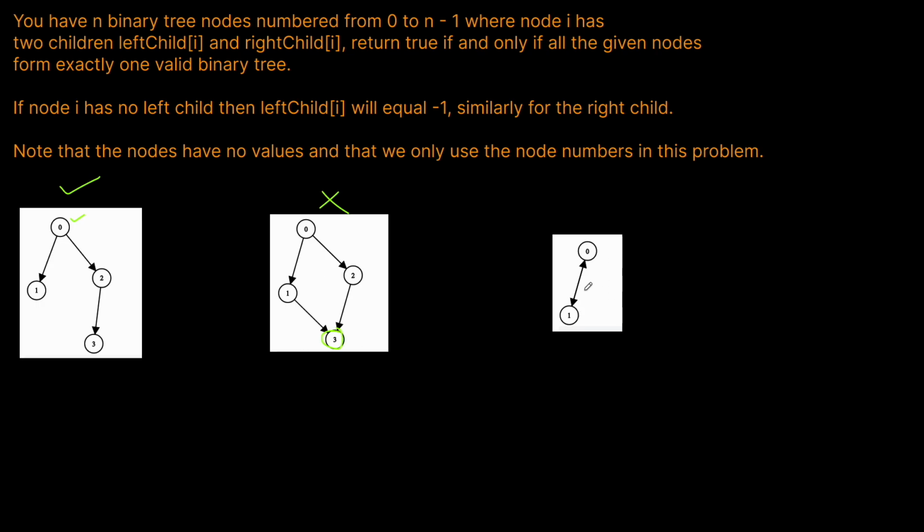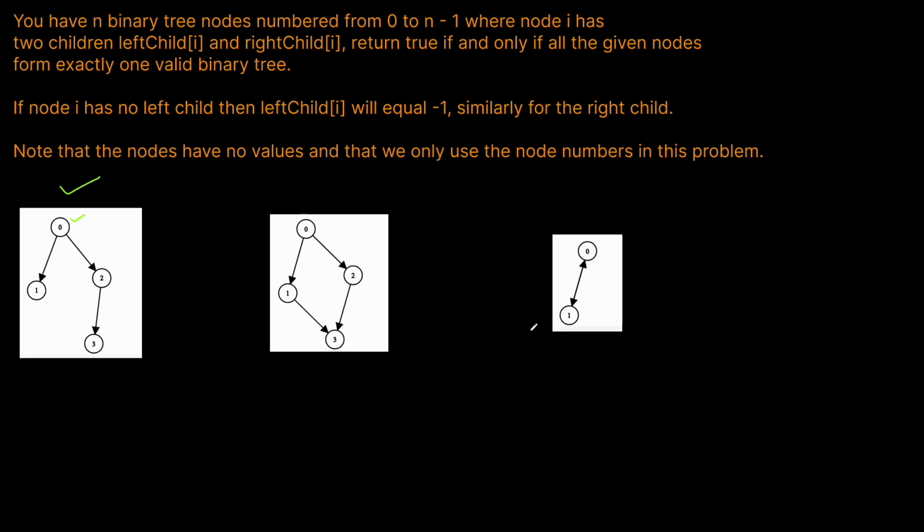What about this one? This looks like it could be a valid binary tree, but notice that this direction here is bidirectional, which means that we essentially have a cycle in our tree here, and you're not allowed to do that. Typically in trees, you have a parent which has a left and a right pointer, but you don't have a pointer up to the parent. So this is not a valid tree.